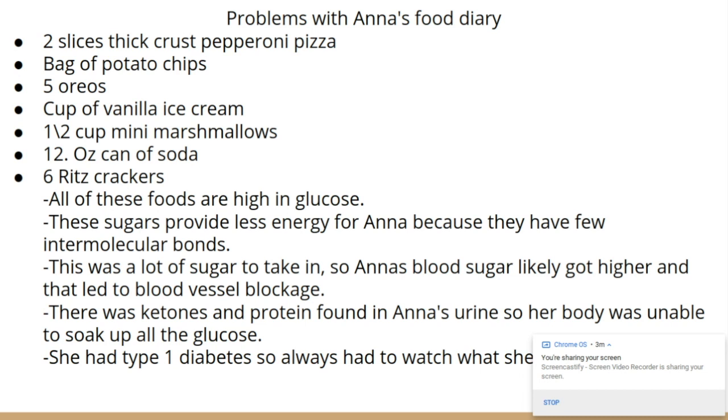This was a lot of sugar to take in, so Anna's blood sugar likely got higher, and that led to blood vessel blockage. There were also ketones and protein found in Anna's urine, so her body was unable to soak up all the glucose. She had type 1 diabetes, so she always had to be careful what she was eating, and sometimes she just did not eat.